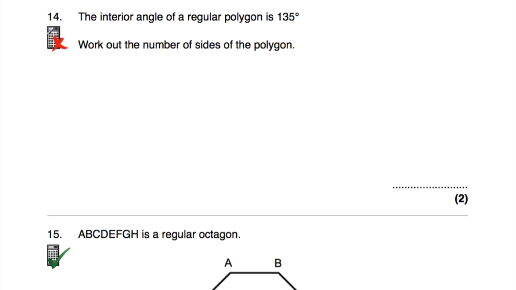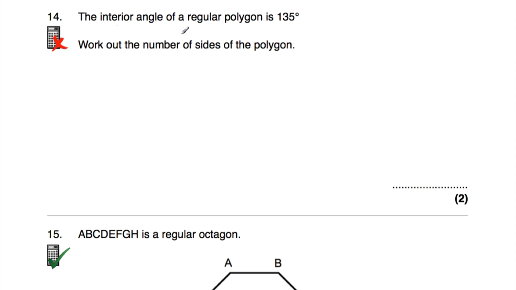Okay, let's have a look at our next question, question number 14. Question number 14 says, the interior angle of a regular polygon is 135 degrees. Work out the number of sides of the polygon. Now, actually, I remember seeing this earlier on in this video. Whenever we had an octagon, I think the interior angle was 135 degrees. And you'll actually start to spot some of these angles and recognize the shape straight away. Or maybe that's just me.